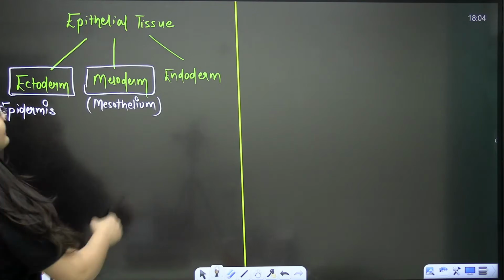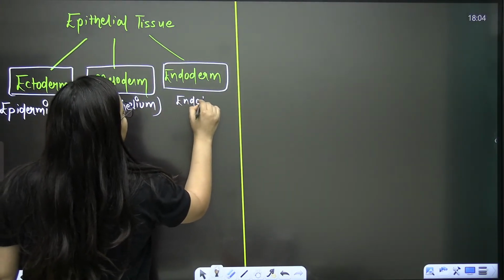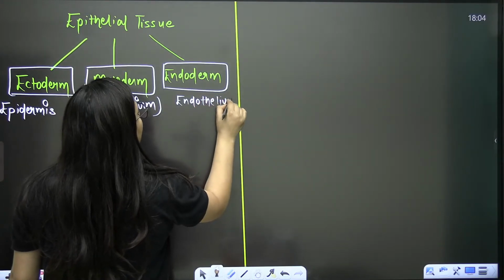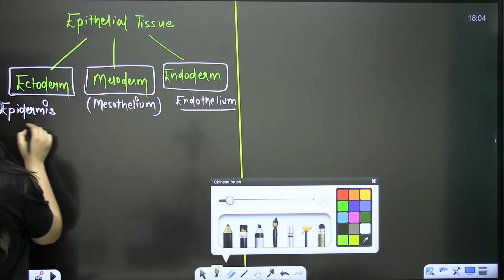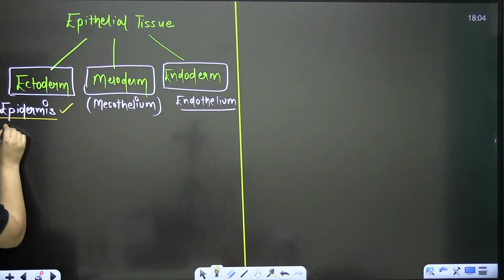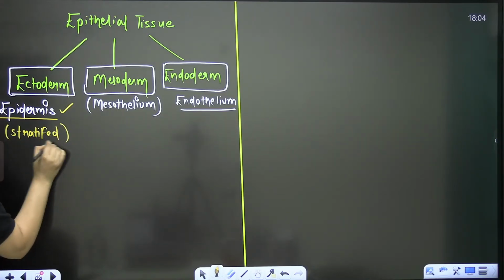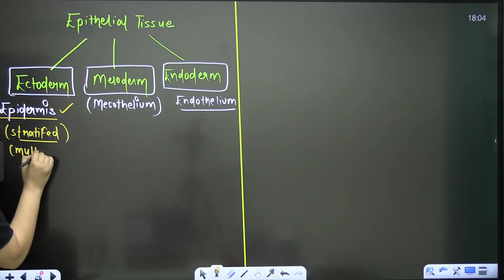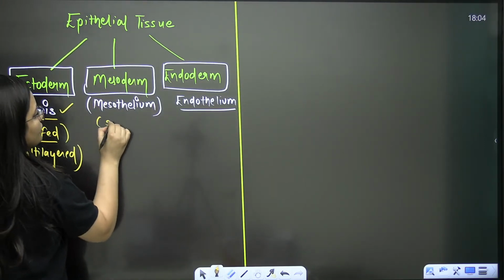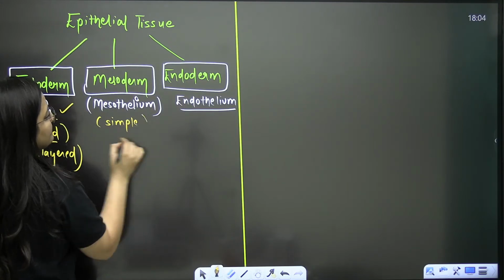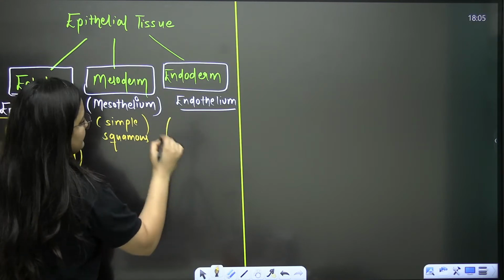And when it is the endoderm which is making it, then you will call it endothelium. Epidermis is mostly the outer covering, so here it is going to be multi-layered. Stratified means multi-layered. Now here, this mesoderm, mainly the mesothelium, has simple squamous cells. Let me explain.